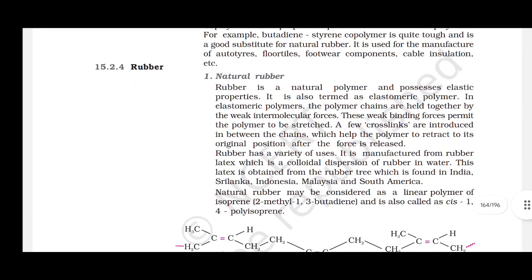Rubber. Natural rubber. Rubber is a natural polymer and possesses elastic properties. It is also termed as elastomeric polymer. In elastomeric polymers, the polymer chains are held together by weak intermolecular forces. These weak binding forces permit the polymer to be stretched. A few crosslinks are introduced in between the chains which help the polymer to retract to its original position after the force is released. Rubber has a variety of uses.